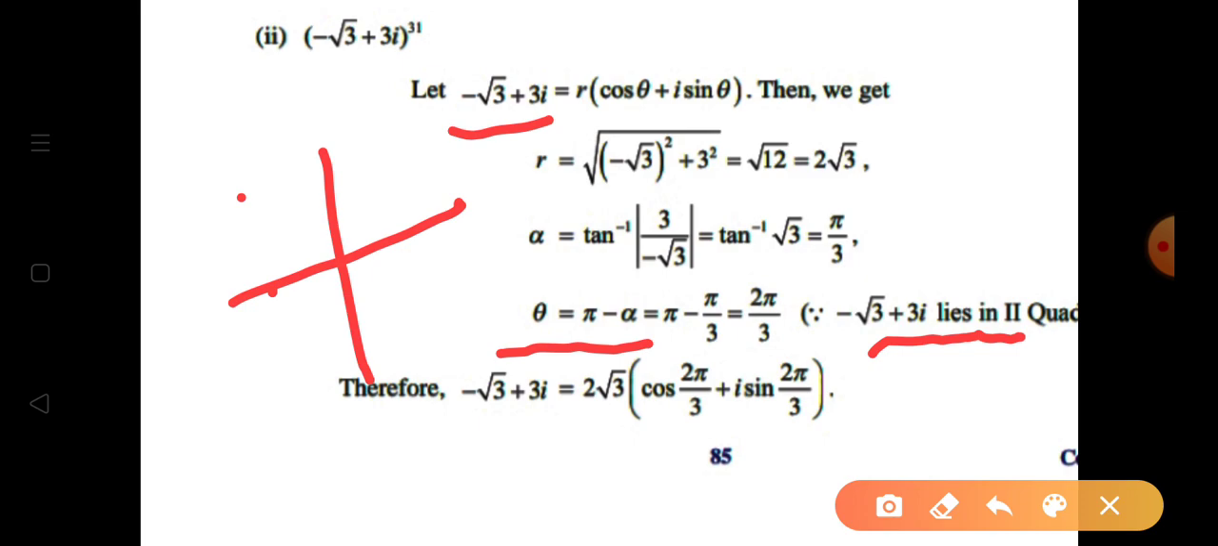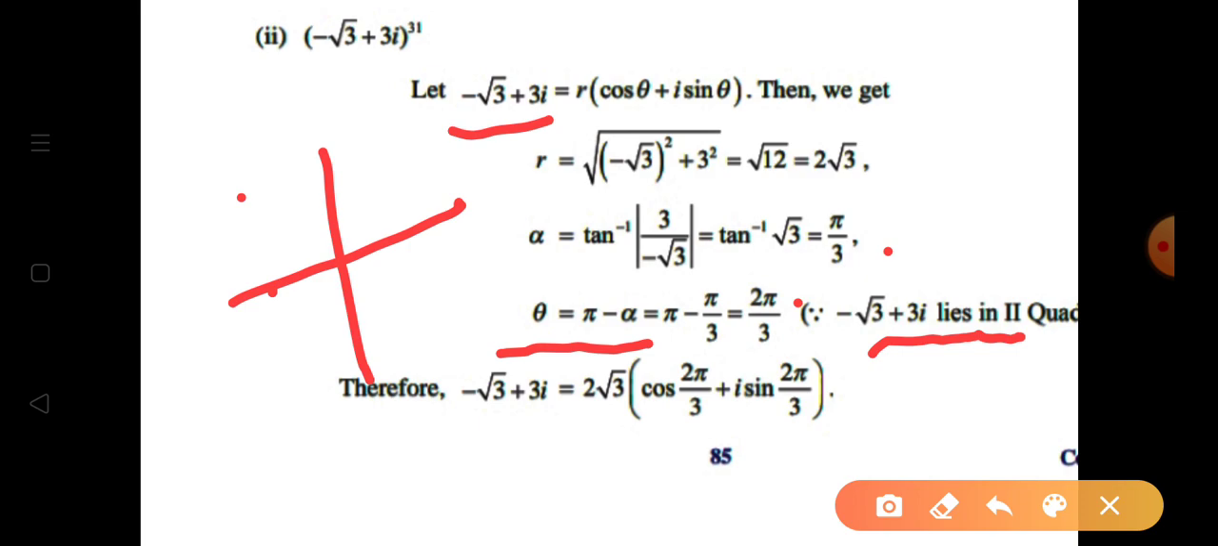In the second quadrant, argument theta is equal to pi minus alpha. This we already studied. Theta is equal to what? Pi minus alpha. Here alpha is equal to pi by 3. So we substitute the alpha value. We get the answer 3 pi minus pi, so 2 pi by 3.